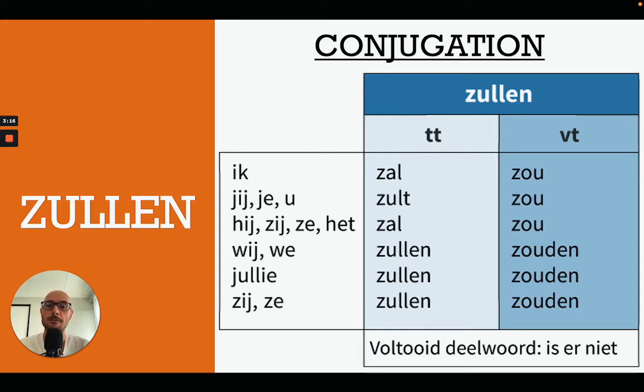Alright, so the conjugation of the verb zullen is ik zal, jij, je, u zult. However, you can also say jij, je, u zal. Both of them are possible. And then hij, zij, ze, het zal, wij, we zullen, jullie zullen, en zij en ze zullen. Right? That's the conjugation of the verb zullen.